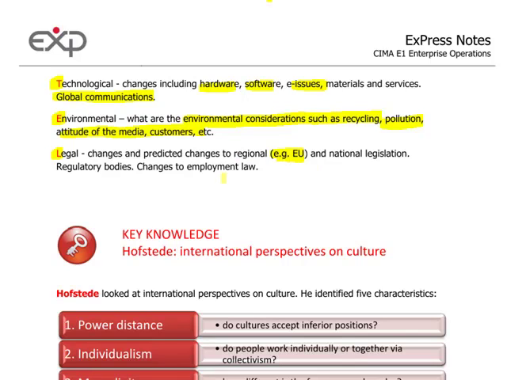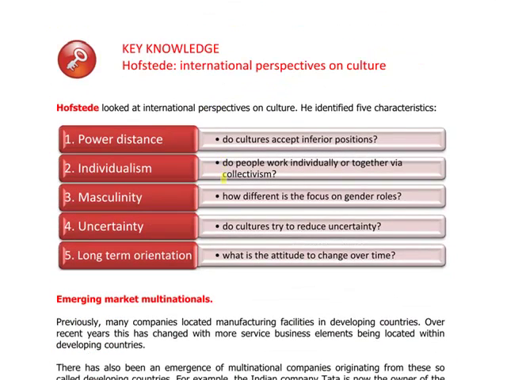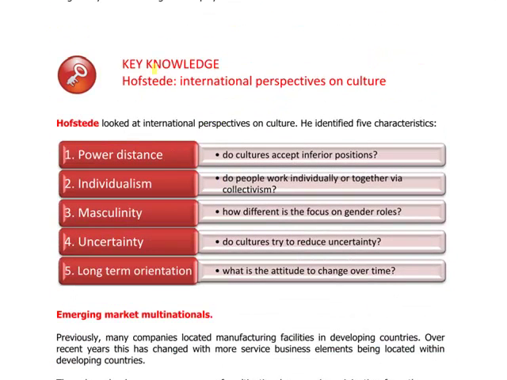Okay, the next theory we're going to have a quick look at is by a gentleman called Hofstede. Now, Hofstede looked at how international perspectives differ when it comes to culture within different countries. Now, this can be useful if an organisation is looking to expand into new countries, for example, to identify what are the cultures that are present within a particular country.